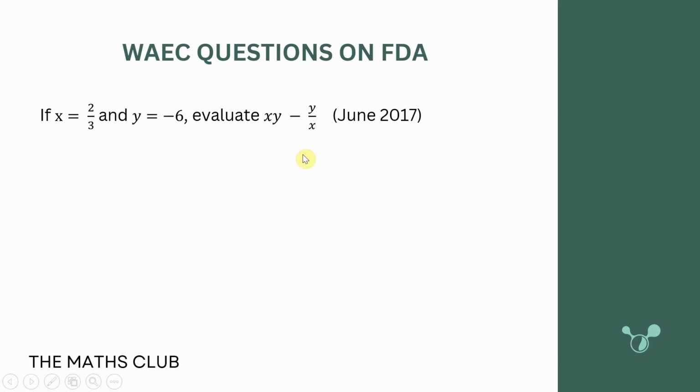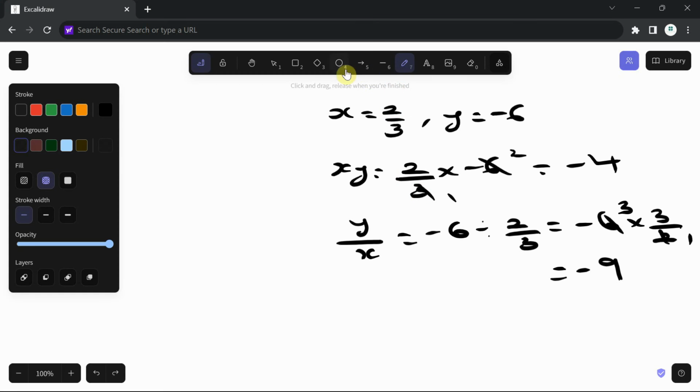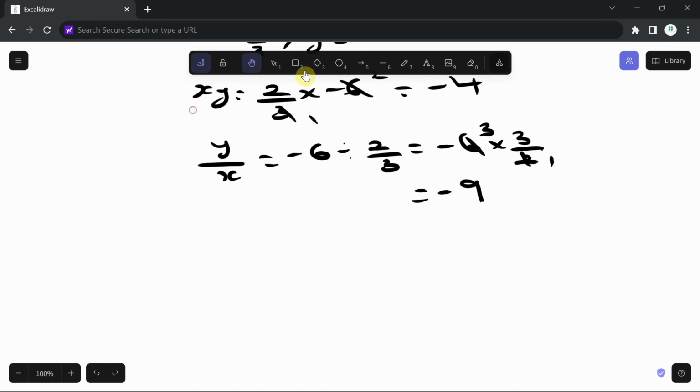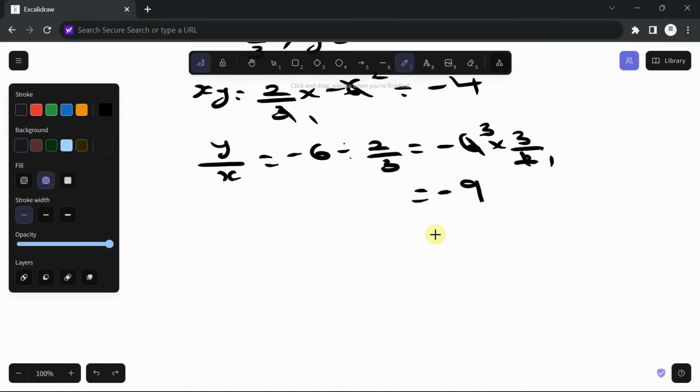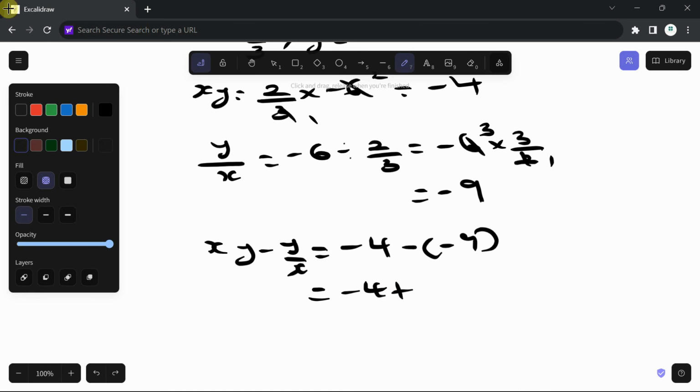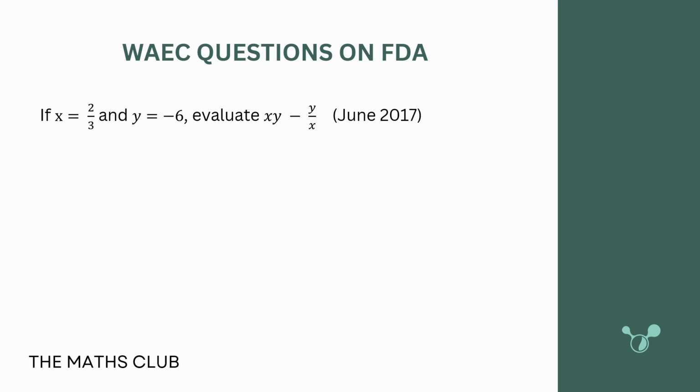Right? So xy minus y over x. So if I replace it, xy gives me minus 4, y over x minus 9, right? So minus 4, minus times minus is plus, so plus 9. Minus 4 plus 9 is what? That is 5, right? So our answer here should be 5, which is option B.